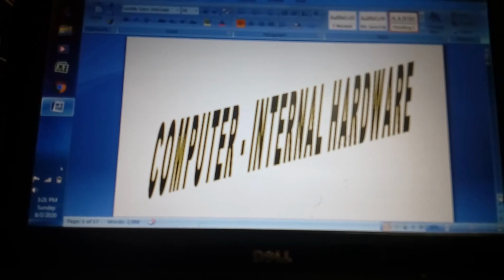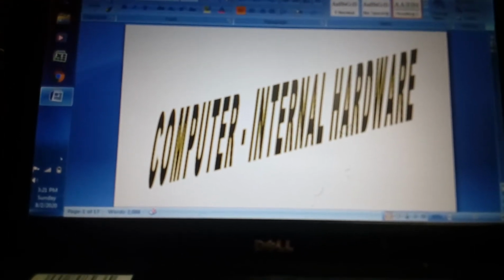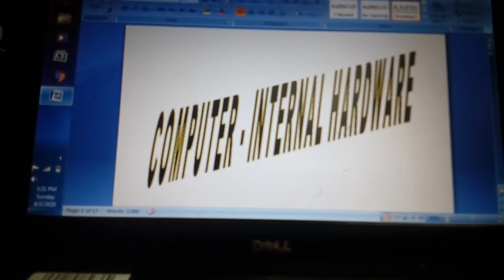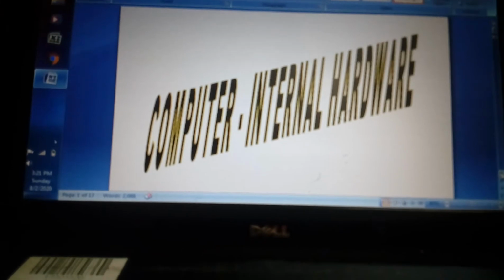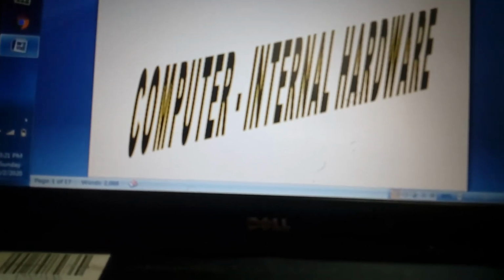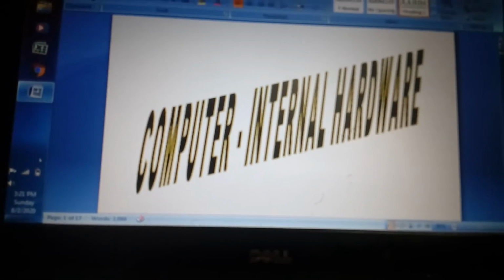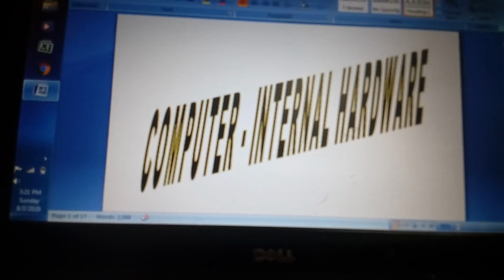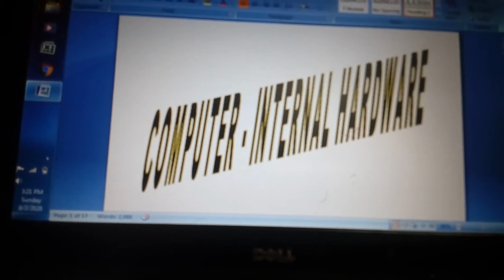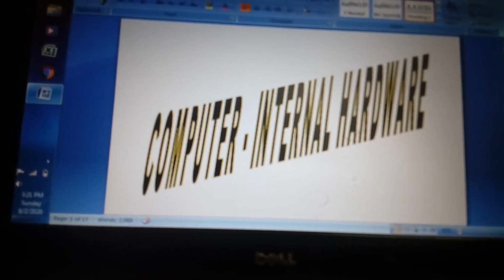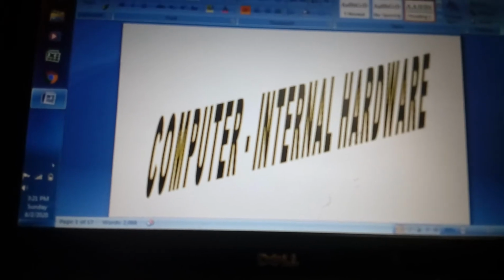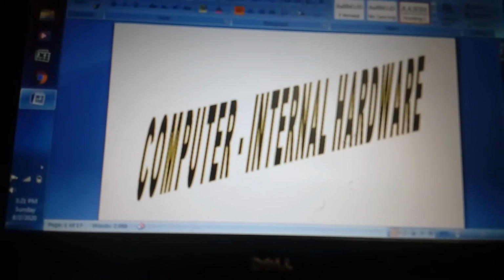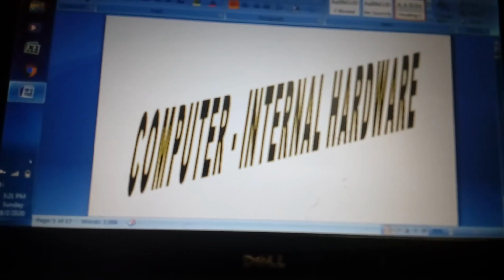Computer internal hardware. Hardware is the part that we can touch, we can feel with our hands. And internal hardware means the parts that are fitted inside the computer unit, inside the system unit, inside the CPU box. All the parts that are fit inside are called internal hardware. As the parts are motherboard, drives, power supply, RAM, all are called internal hardware parts.